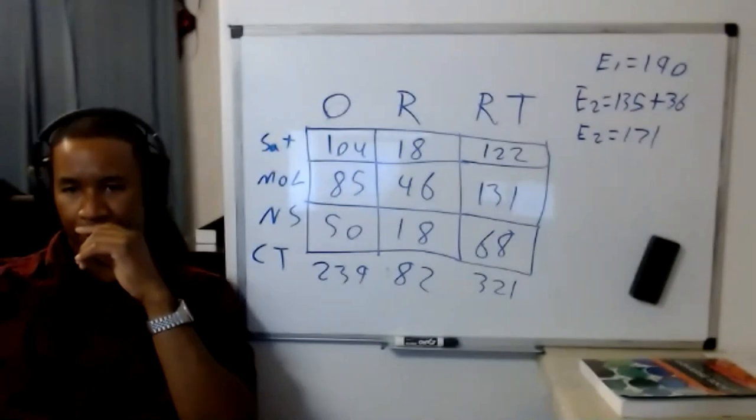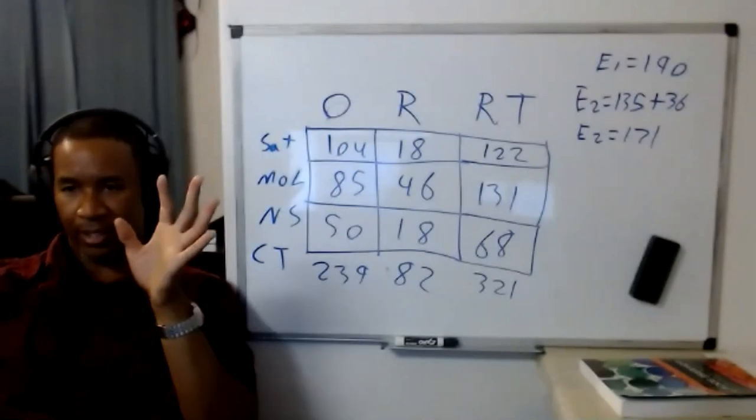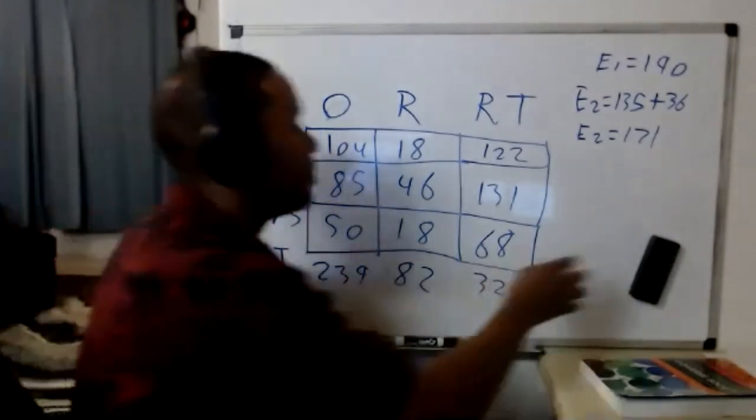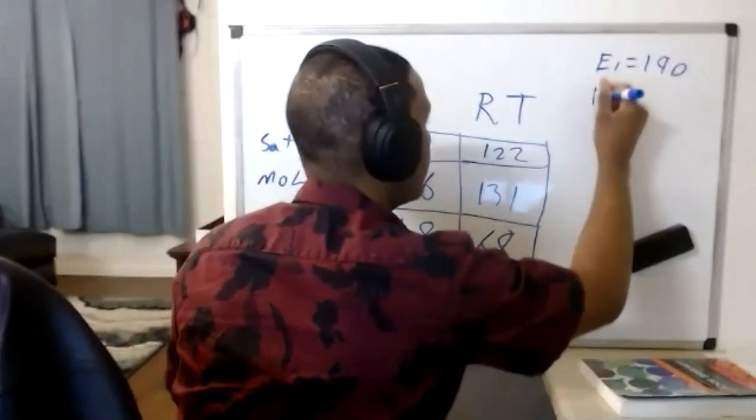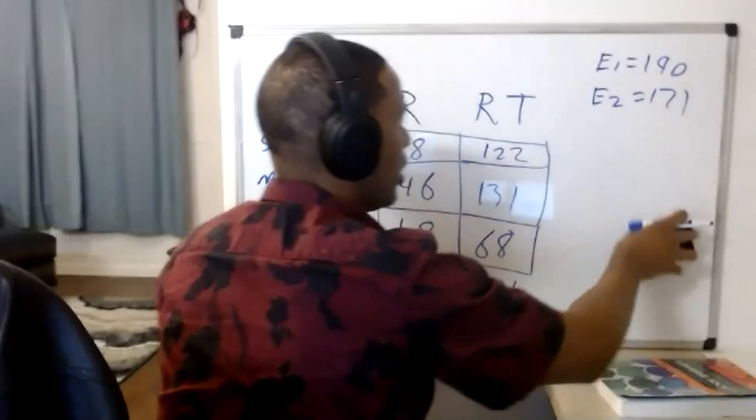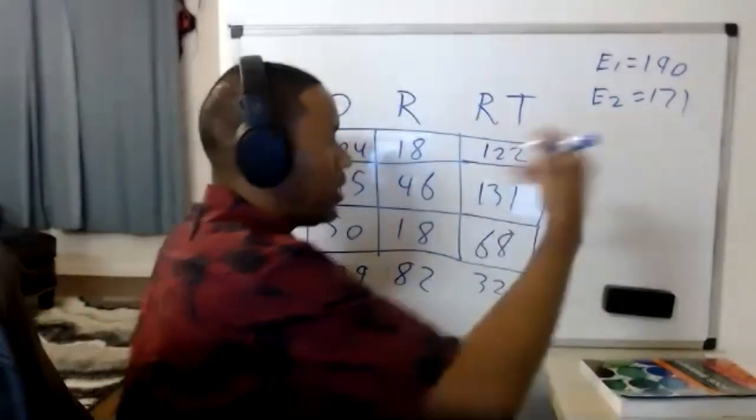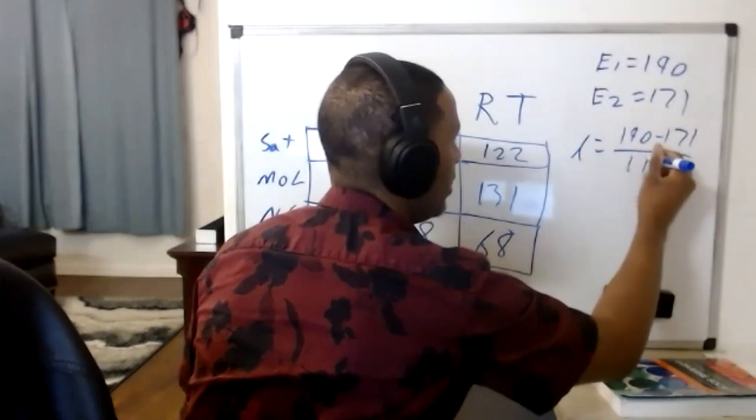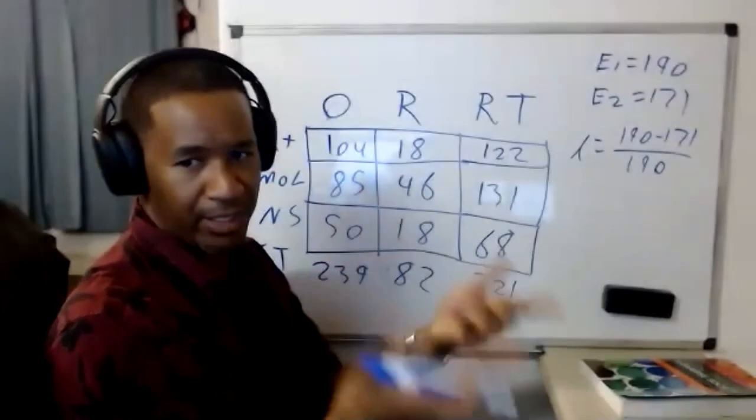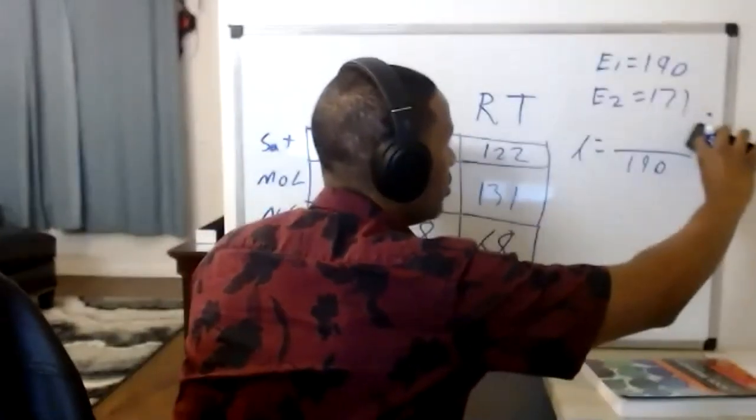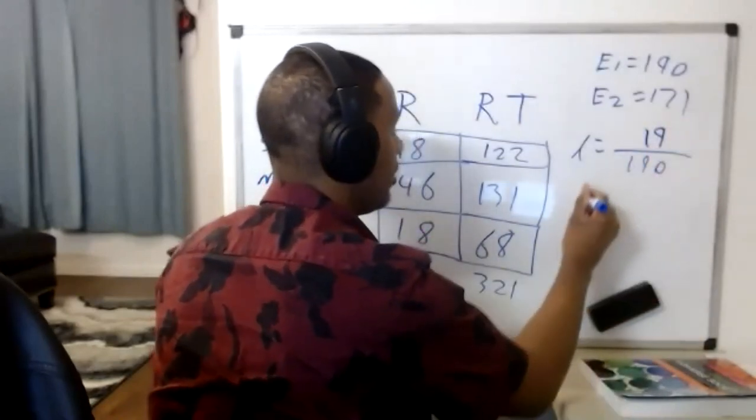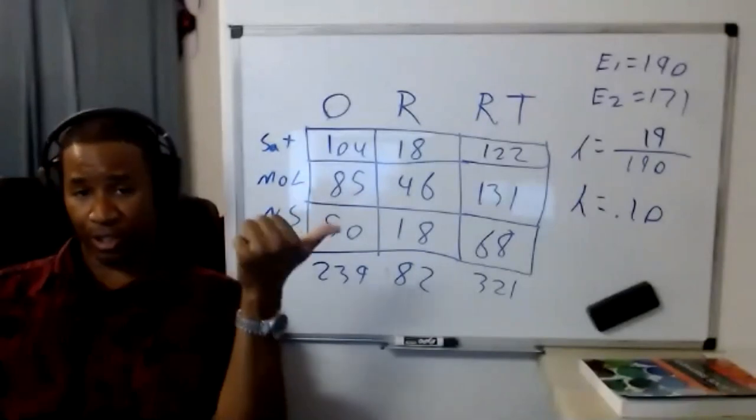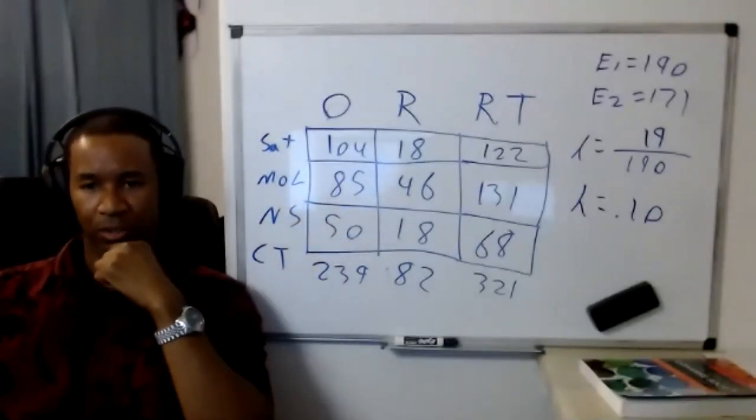171. Did everybody get that? Yeah, that makes sense. Okay. Now that we have our E1 and our E2, 190 is E1, 171 is E2, we're going to plug this into that formula. So our formula is E1 minus E2 divided by E1. So we have lambda is equal to 190 minus 171 divided by 190. So 190 minus 171 is 19, so we have 19 divided by 190, and then you know that your lambda is equal to 0.10. Which means, if you remember from that chart, it's a weak relationship between these two variables.